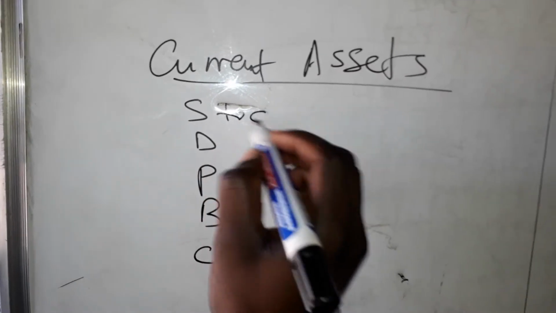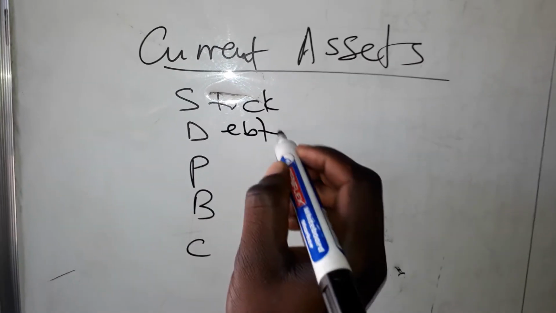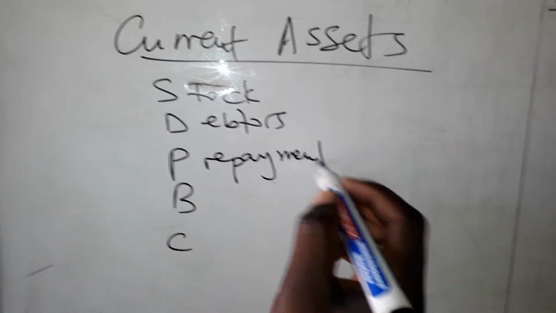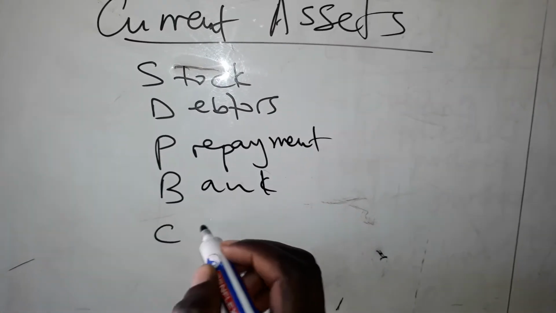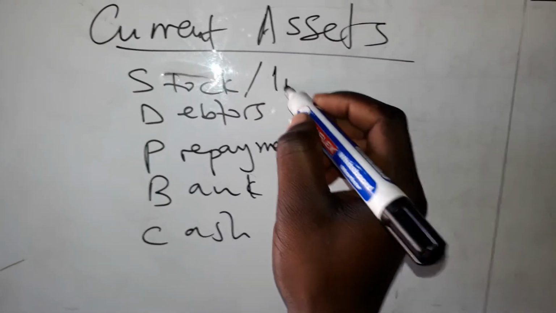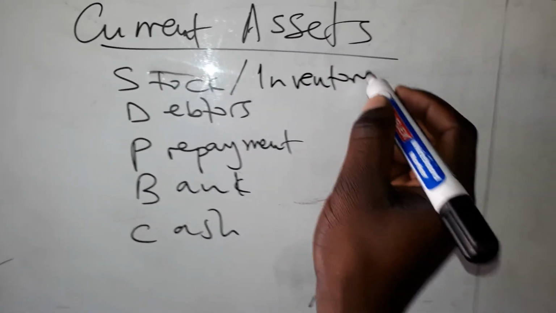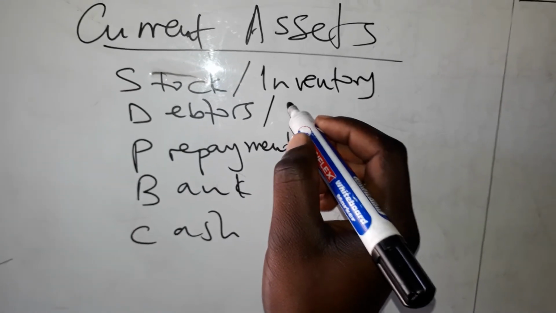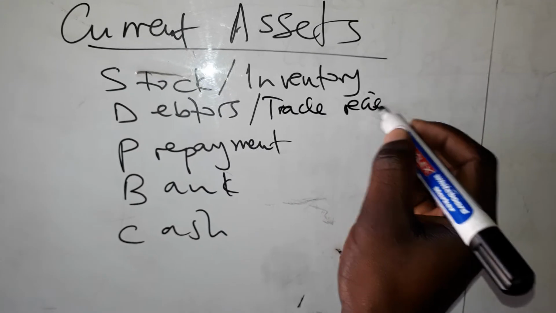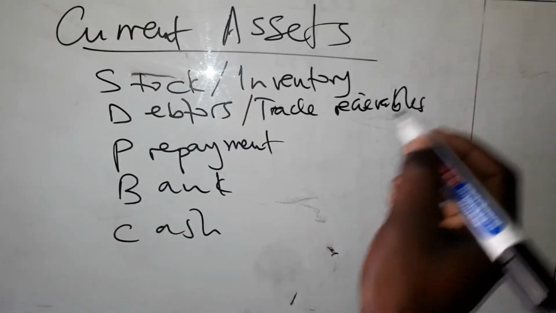That is stock, debtors, prepayments, bank, cash. Right, the other name for the word stock is what? Inventory. The other name for debtors is trade receivables. Right.